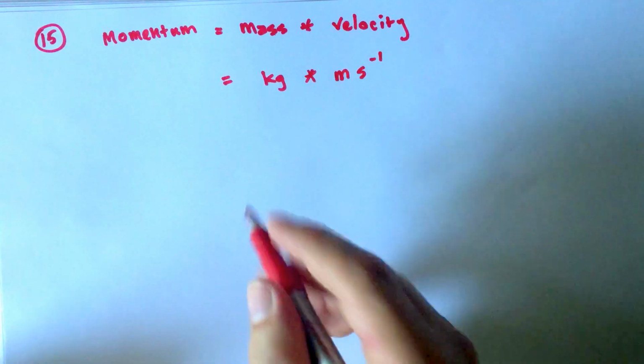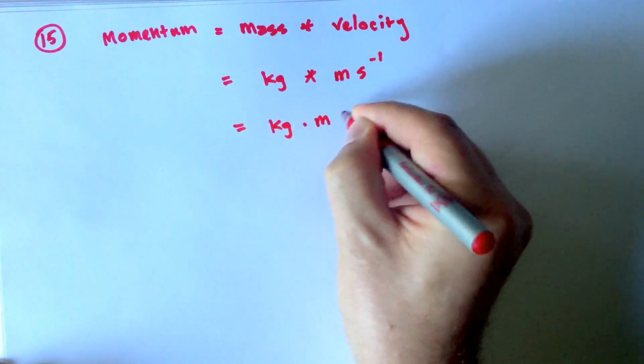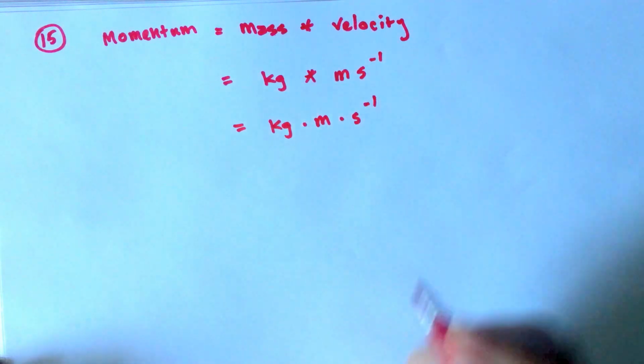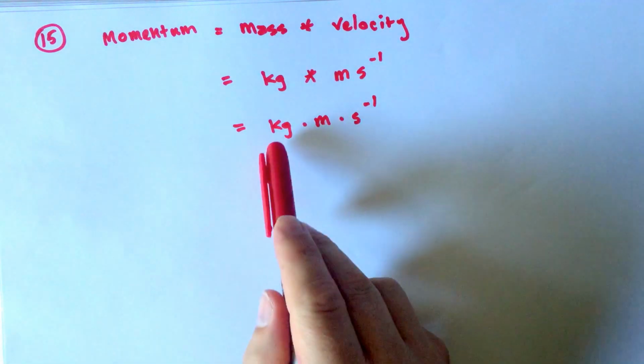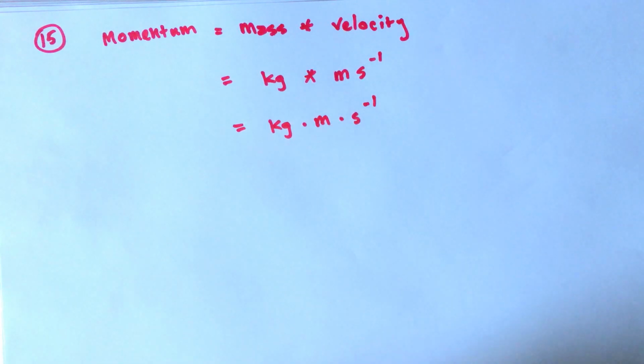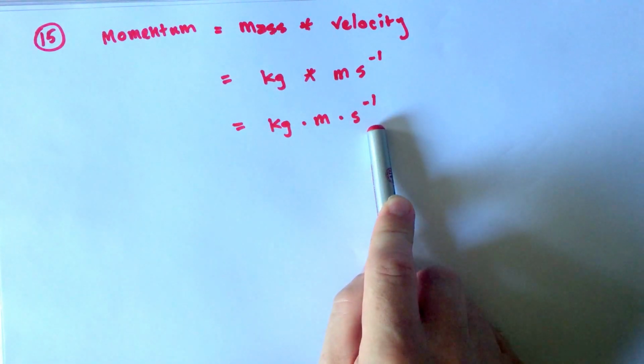So what is this equal to? Well, we have kilograms times meters times seconds to the -1. Nothing can be canceled because all three of these are SI fundamental units. They can't be expanded into any other form. And so we have a kilogram meter per second.